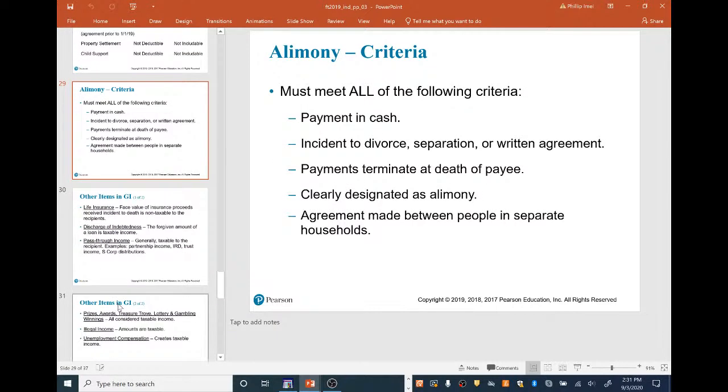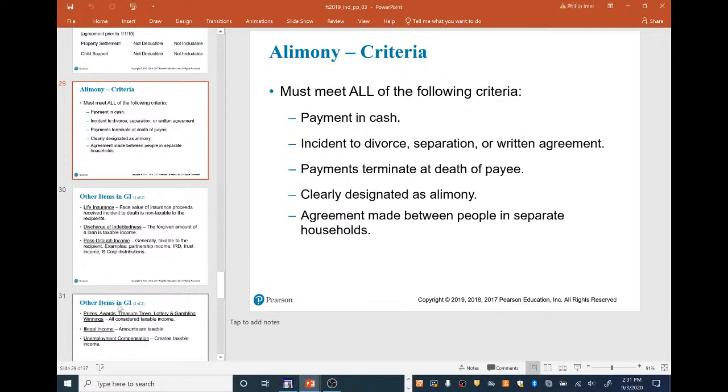So a little more on alimony. It must meet all the following criteria: payment in cash, incident to divorce, separation, or written agreement, payments terminate at death of the payee, clearly designated as alimony, and the agreement made between people in separate households.